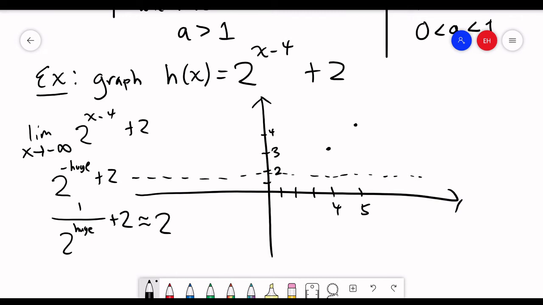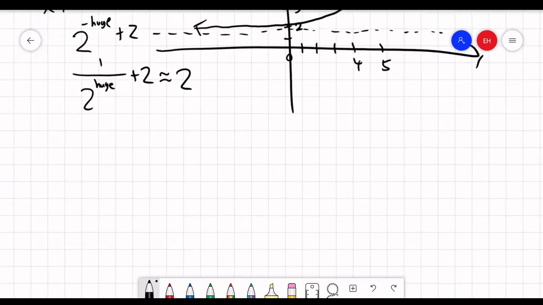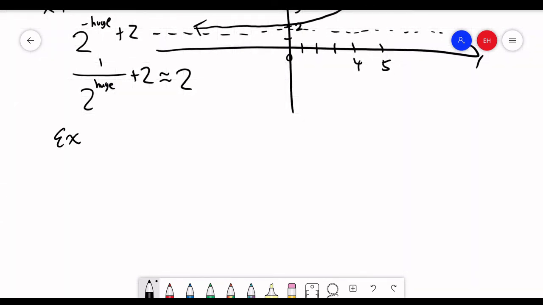So when x is 4, that's good because then you get 2 to the 0, which is 1, plus 2 is 3. Plug in x is 5, and we get 2 to the 1, which is 2, plus 2 is 4. And then let's just plug in 0. 2 to the minus 4 power, that's like 1 over 16 plus 2, so basically 2 essentially. And I can connect the dots, and there's my graph.